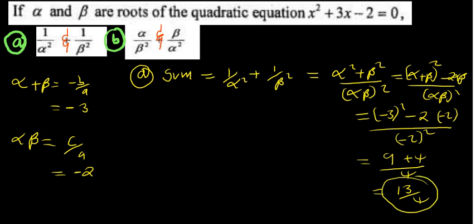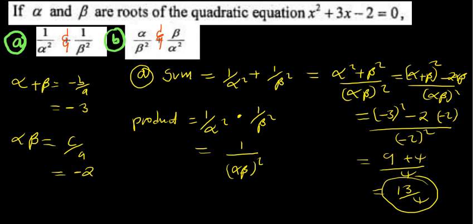We also need to find the product of the roots. For the product, the first root we have is 1 over alpha squared, multiplied with the next root, that is 1 over beta squared. That is going to give you 1 times 1 on top, that is 1, and alpha squared times beta squared down, that will be (alpha beta) squared. Now substitute alpha beta, we see that's negative 2, but it's squared, so this will give us 1 over 4. This is the product.